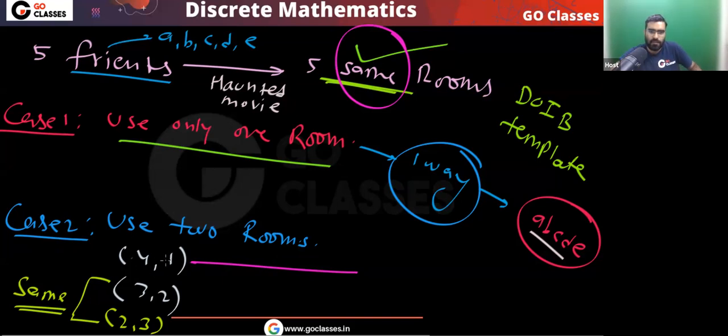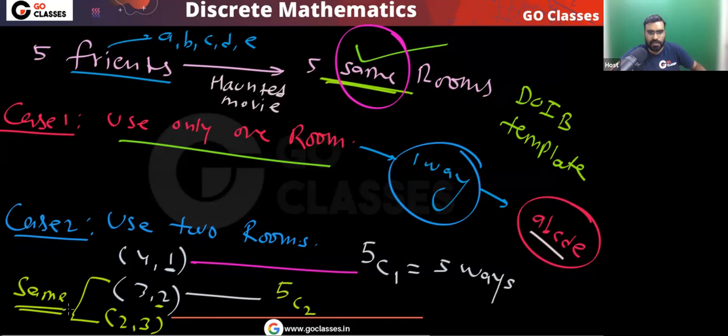So anyway, how many ways? 4 people together, one person going separate. You can decide who is going separate from the 5 people. So there are 5 ways. What about this one? 2 people together, 3 people together. Just decide who the 2 people together are, and automatically the remaining 3 people will be together. So here you have total 10 ways.